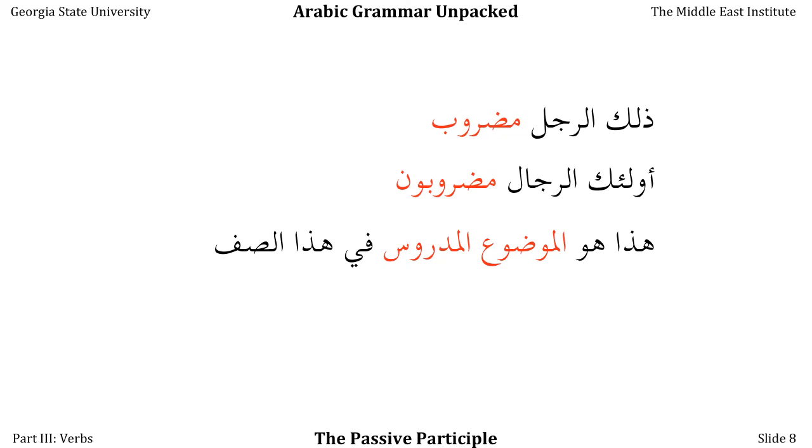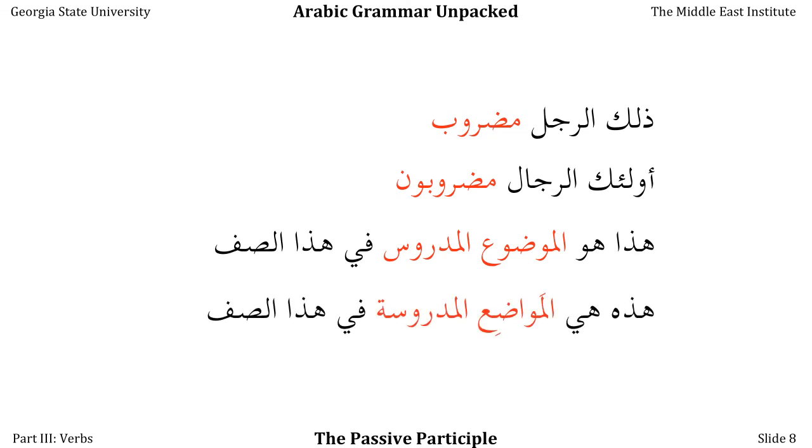This is the subject studied in this class. The important thing to notice here is that al-mawdu' is a noun and madrus is an adjective here. Again, the ism maf'ul can serve as either one. But if we're going to use it as a noun and then we're going to make it plural, it takes its own wazn to make it plural.